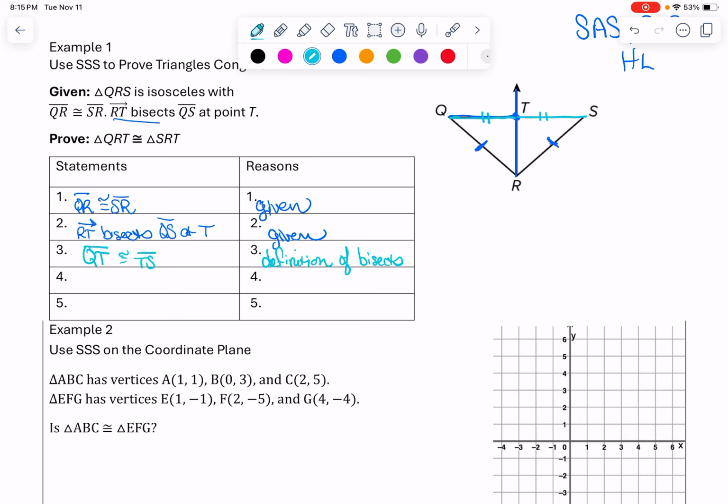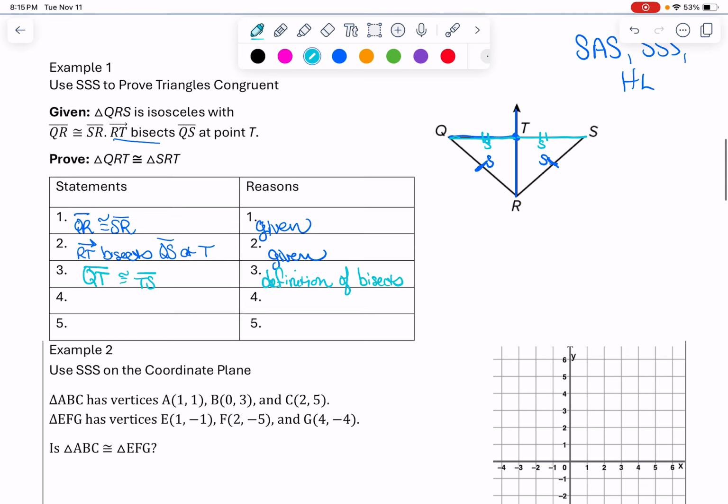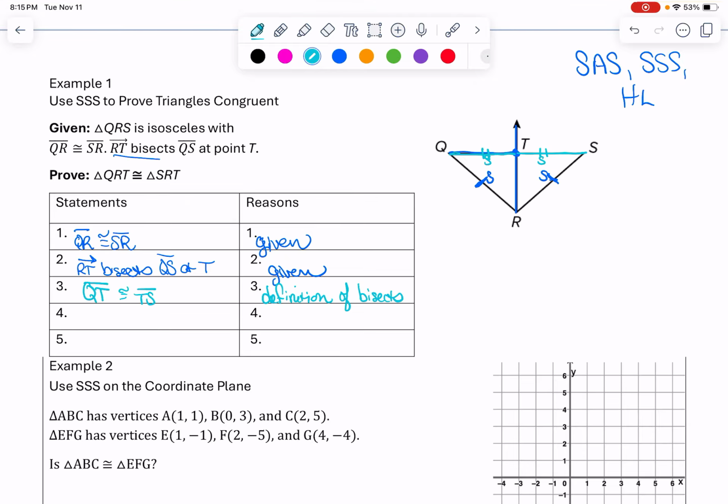So currently we have a side congruent to a side and another pair of sides that are congruent. Our three options are side-angle-side, side-side-side, or hypotenuse-leg. We notice that both triangles contain this segment TR, and TR is congruent to itself.